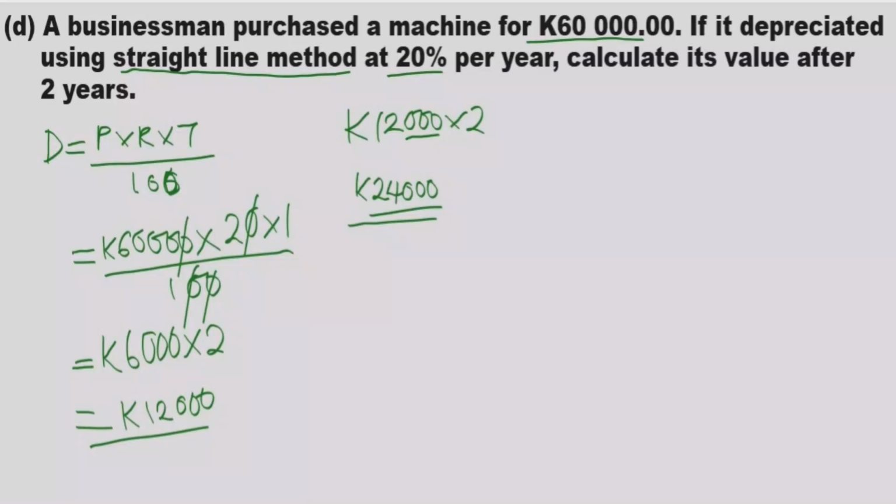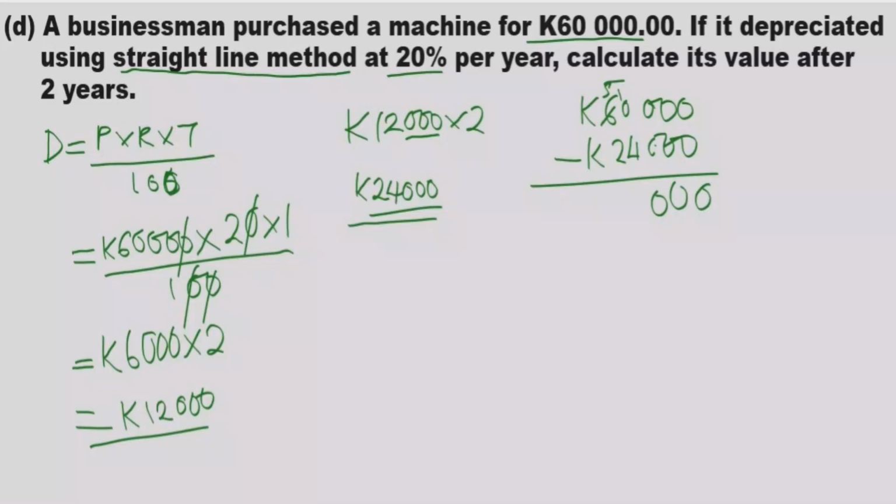So what we need to do is we subtract. We get 60,000 kwacha, then minus 24,000 kwacha. Okay, then we do this, then we say 0, 0, 0, then here we have 10, and here we have 5, because 0 minus 4, it can't. So we say 10 minus 4 will give us 6, then 5 minus 2 will give us 3, and its value will be 36,000 kwacha.